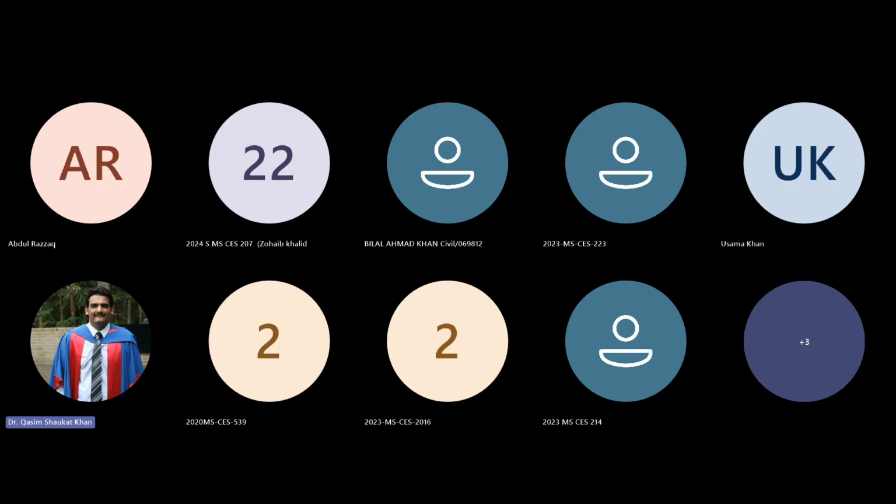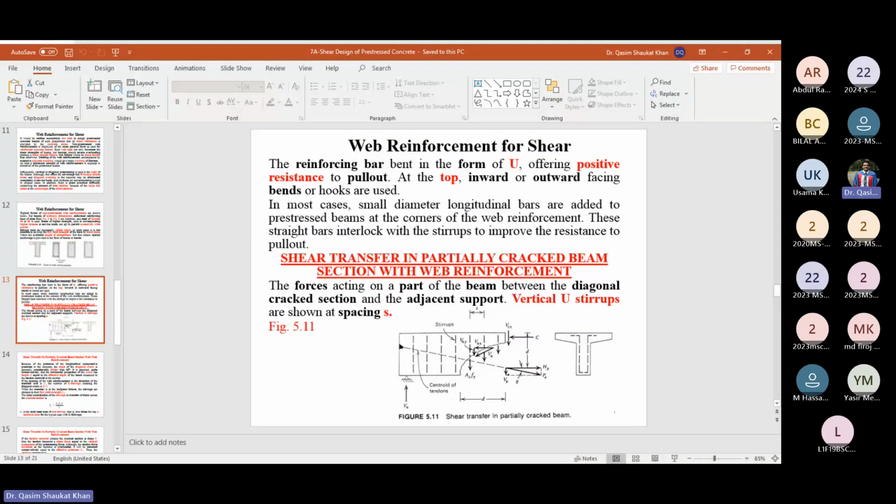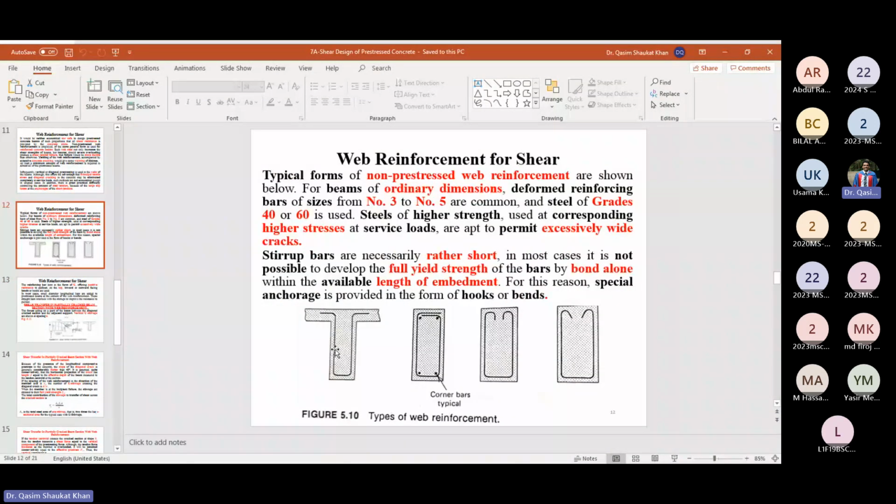So let's restart. Now we are going to focus on the shear design. Shear transfer in partially cracked beam section with web reinforcement. As we studied earlier, the minimum web reinforcement, that is non-pre-stressed reinforcement, will be provided in the pre-stressed concrete beams. Along with that, we studied that preferably longitudinal bars of small diameter should also be provided to increase the resistance to the pull out.